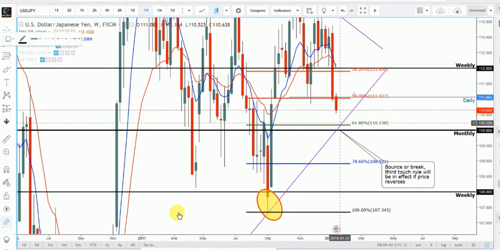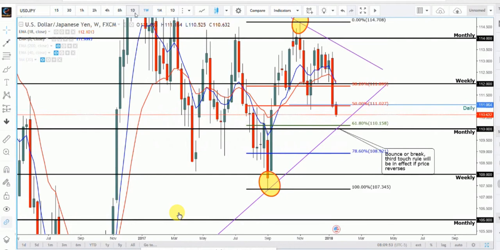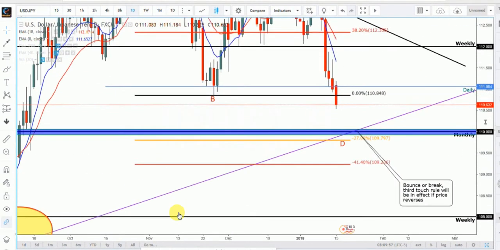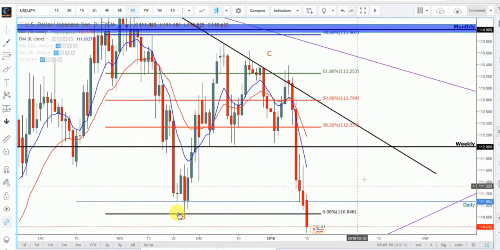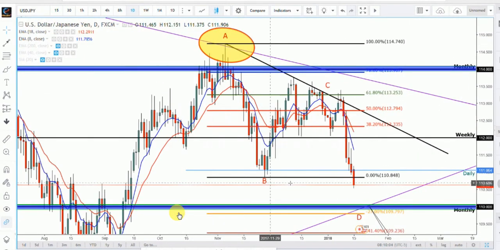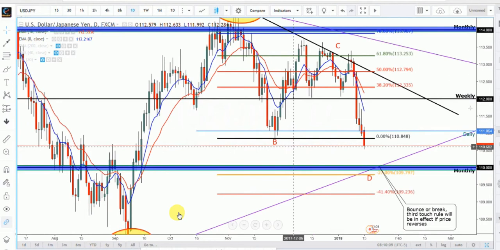Either we're going to bounce off the trend line or we're going to break the trend line. Either bounce or break when we get there. All right, so when I come down to the weekly time frame, I have a few things that are starting to line up and become evidently clear of what's going on here.